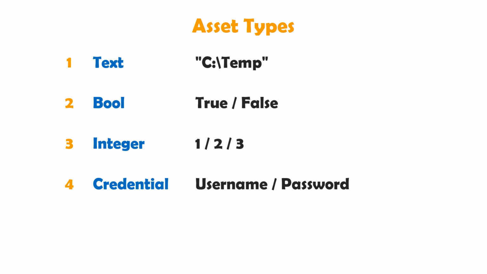How to read the assets in the project? We can do this using the activities, getAssetActivity, to read the values of the types text, integer, and bool; getCredentialActivity, to read the username and password from the type credential.